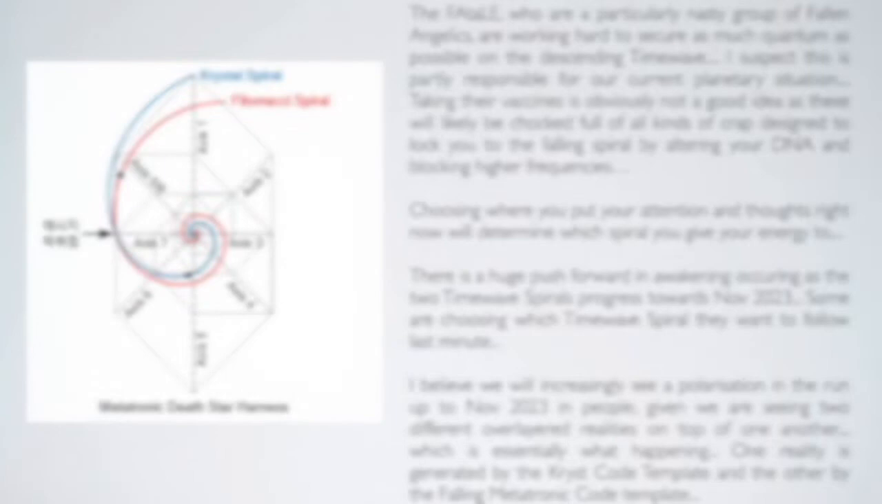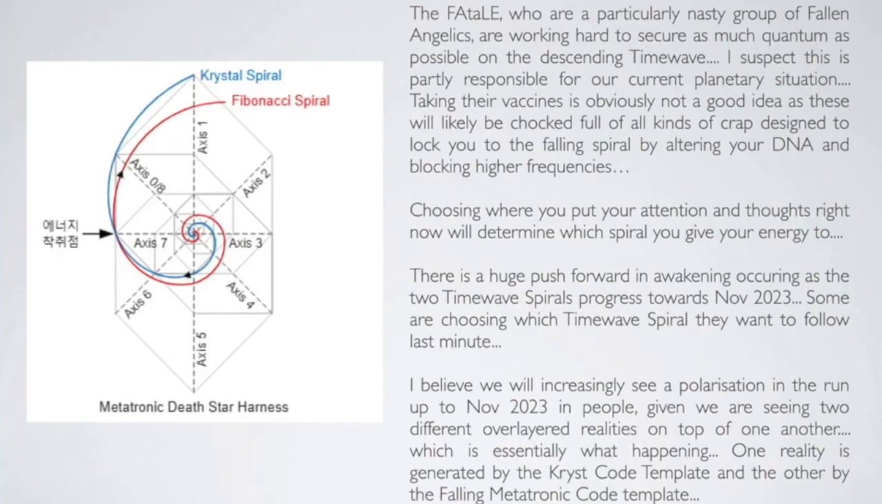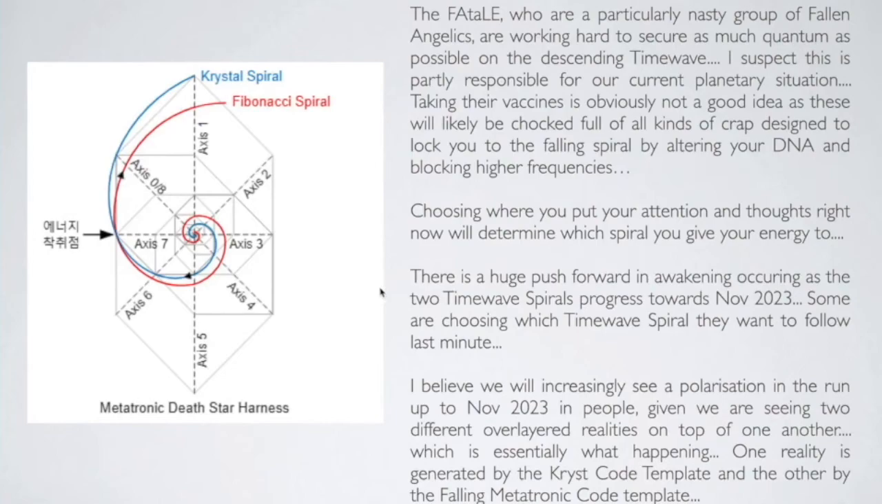The Fatali, who are a particularly nasty group of fallen angelics, are working hard to secure as much quantum as possible on the descending time wave. I suspect this is partly responsible for our current planetary situation. There's a huge push forward in awakening occurring as the two time wave spirals progress towards November 2023. Some are choosing which time wave spiral they want to follow last minute. So basically, because of this time factor involved, where you're going to reach this snap point here, there's a lot of people whose higher selves are screaming at them to wake up. Because if they don't wake up now, they're going to end up going on this metatronic fallen time wave. So there's a lot of people going to be waking up big time right now.